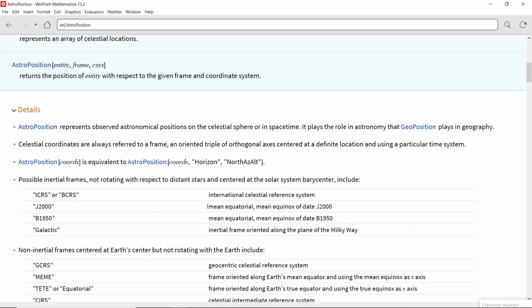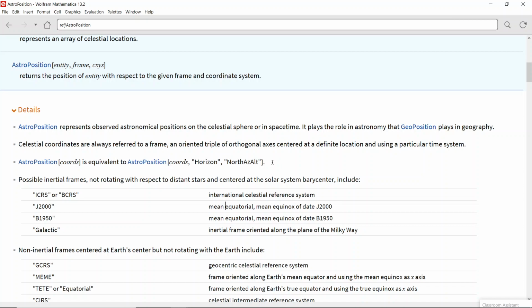Now it has a note on what this means at the beginning. AstroPosition represents observed astronomical positions on the celestial sphere in spacetime. It plays the role in astronomy that GeoPosition plays in geography. Celestial systems are always referred to a frame, an oriented triple of orthogonal axes centered at a different location, using a particular time system. AstroPosition[coords] is equivalent to AstroPosition[coords, "Horizon"].